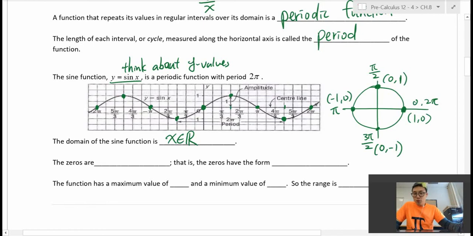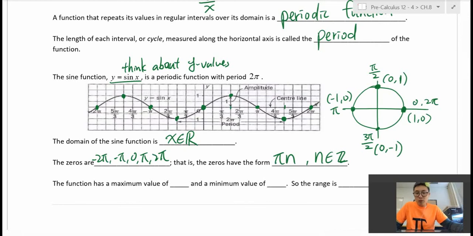Okay, so the zeros, recall the zeros are the x-intercepts. If we write down a few zeros in this window, the zeros are negative 2 pi, negative pi, 0, pi, and 2 pi. Therefore, we can write this in a general form. This is going to be pi times n, where n is an element of the integers. So n could be 0, 1, 2, 3, 4, 5, or -1, -2, -3, -4, -5, and so on. So zeros would have the form pi n.